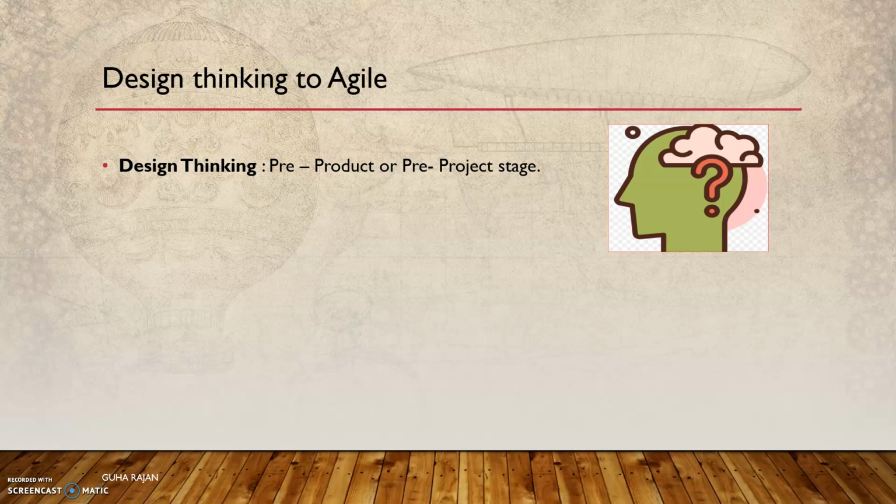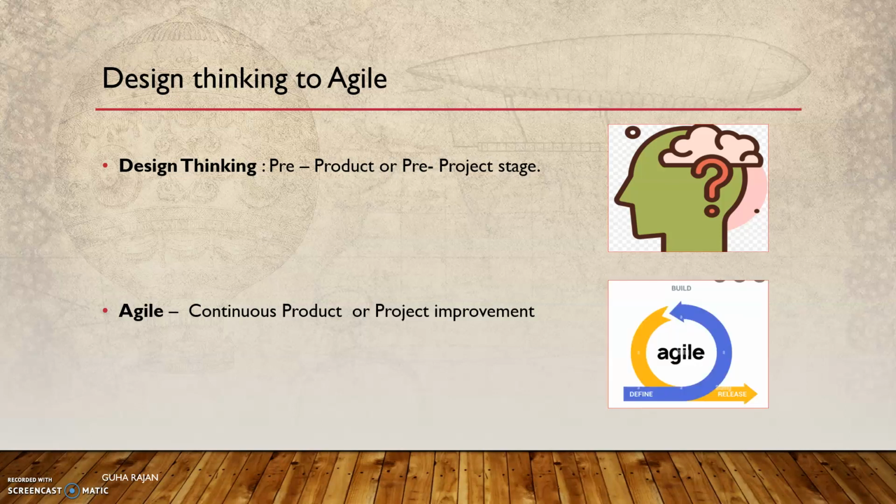And once you have crystallized a product, then you could perform the agile process, which is continuous product or project improvement. So let's first look at design thinking as such. So design thinking, as given in this picture, design thinking is the first step and the process of agile could be the subsequent one.